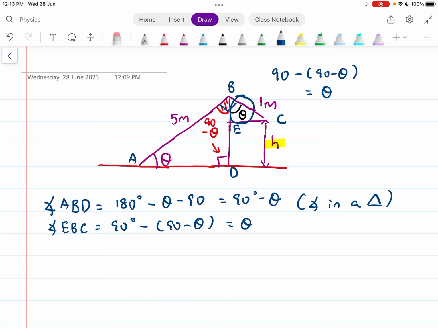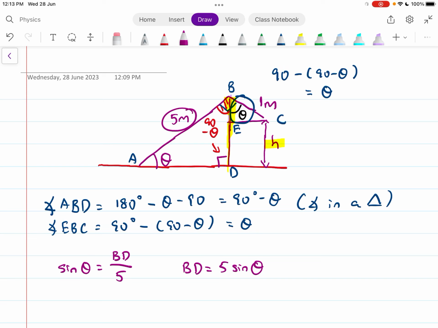Okay, so next part is to use SOH CAH TOA. Let's look at the big triangle first. I want to find this BD, which is the opposite. We are given the hypotenuse and want to find the opposite, so definitely I must use sine. So sine theta is equal to opposite divided by hypotenuse. So BD will be equal to 5 sine theta.